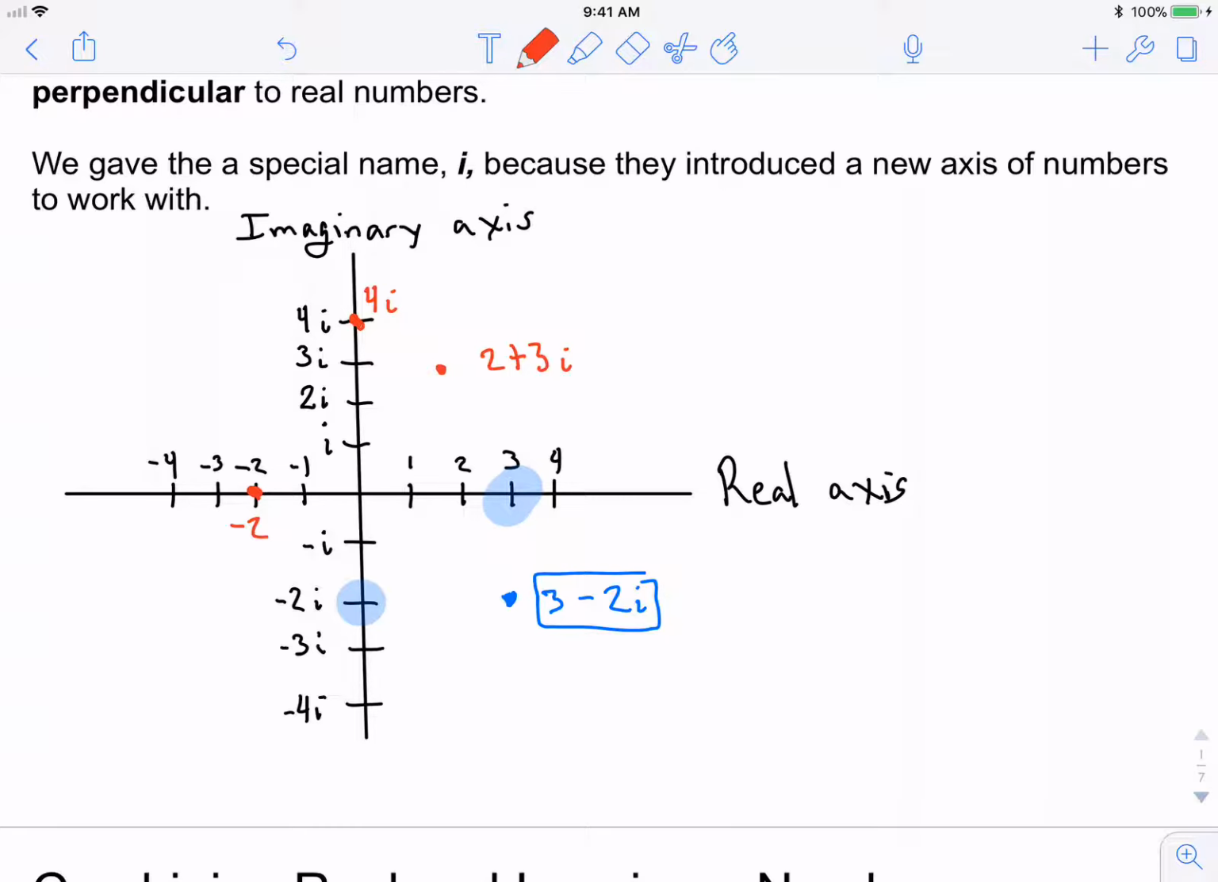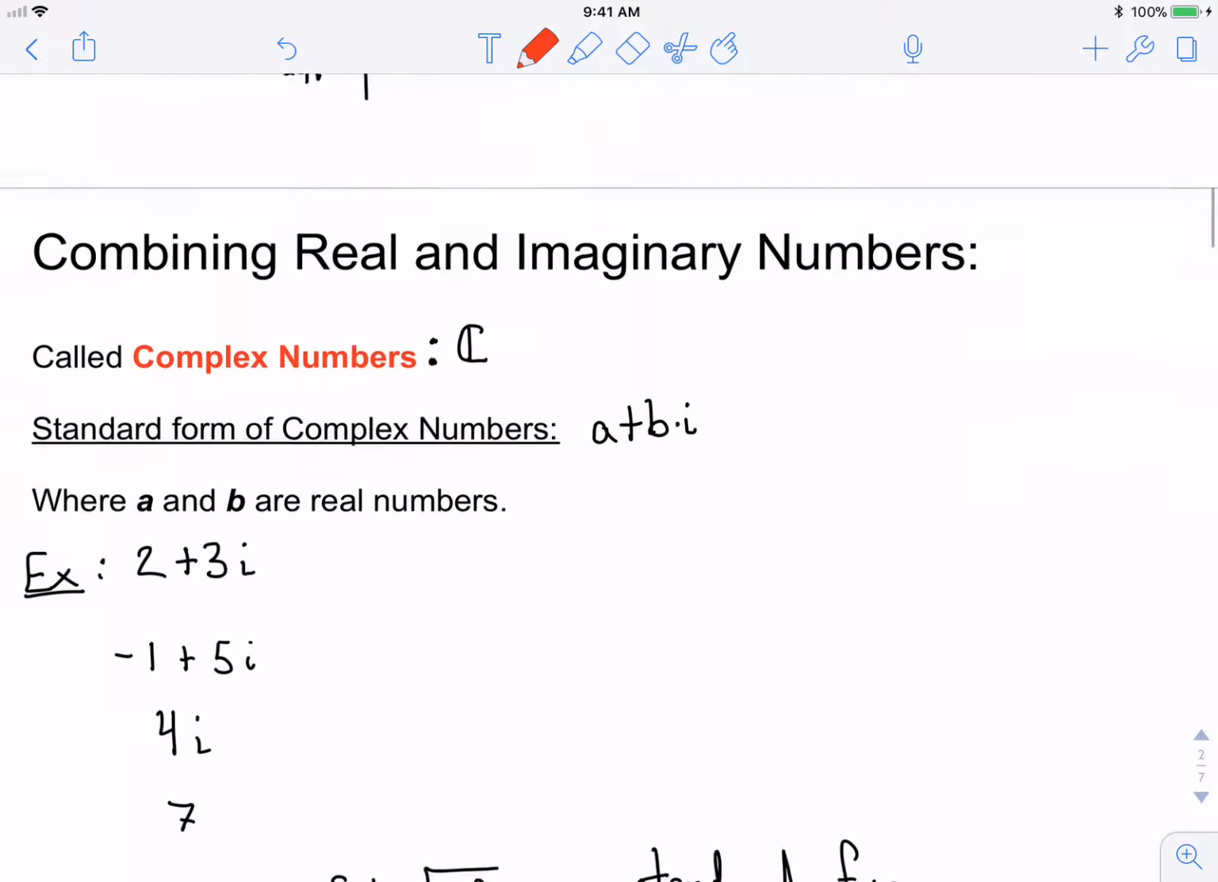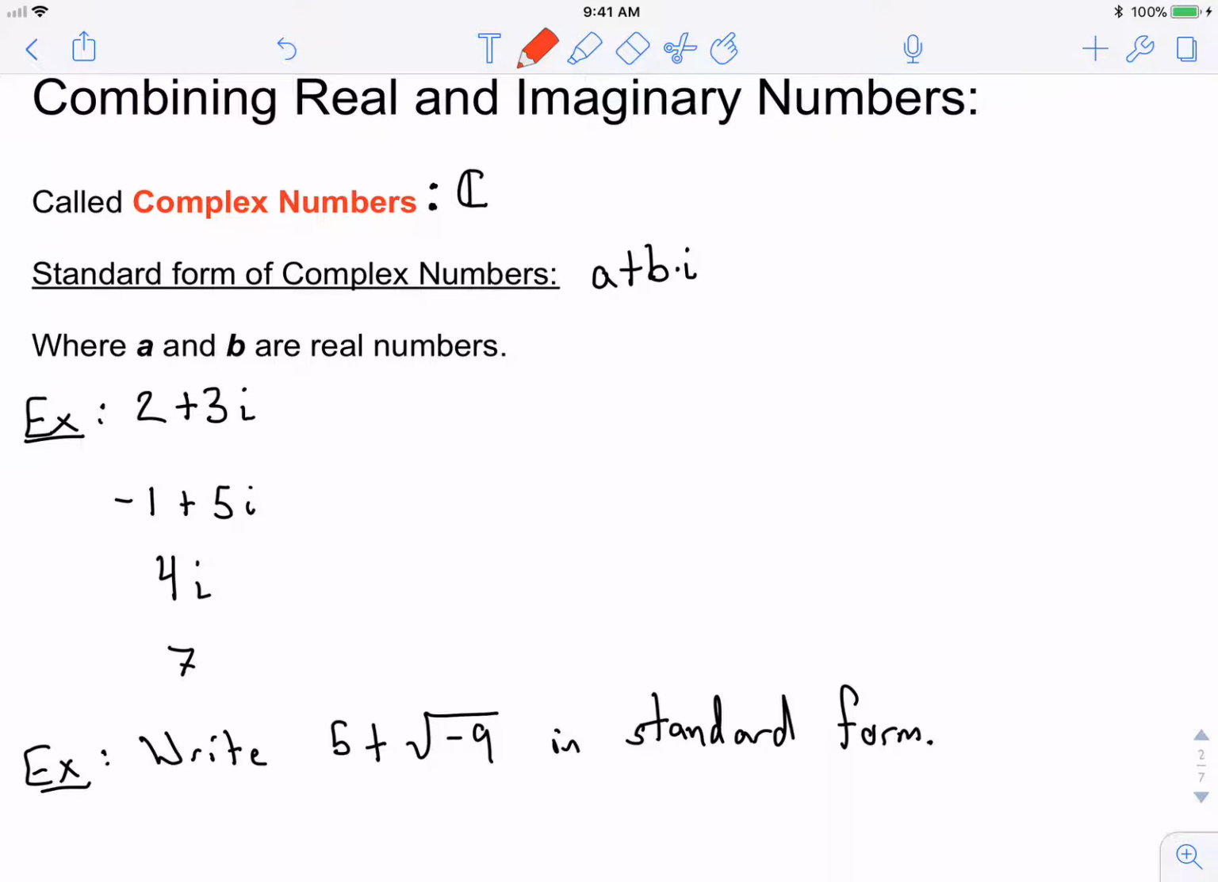Maybe we'll grab another one over here. How about negative 4 plus 2i. And maybe one more in this third quadrant. How about right here, negative 3 minus 3i. So now our numbers are sort of two-dimensional, and in general we need to combine real numbers and imaginary numbers. And so we came up with a new name. We called these complex numbers, because what could be more complex than combining real and imaginary things?